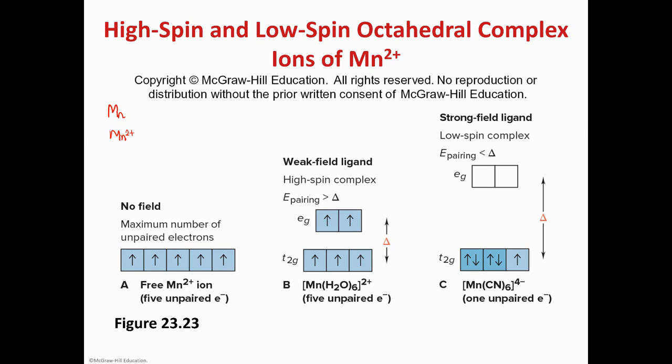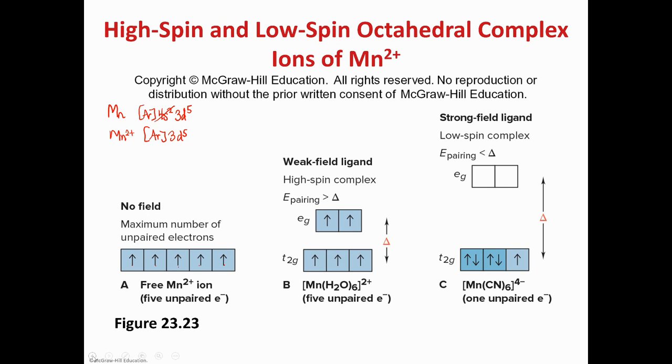So manganese is argon 4s2, 3d, and count them over, 5. So if you're looking at manganese 2, it loses the 4s first, this is a d5. So that's why it has, if you notice, 1, 2, 3, 4, 5 arrows.